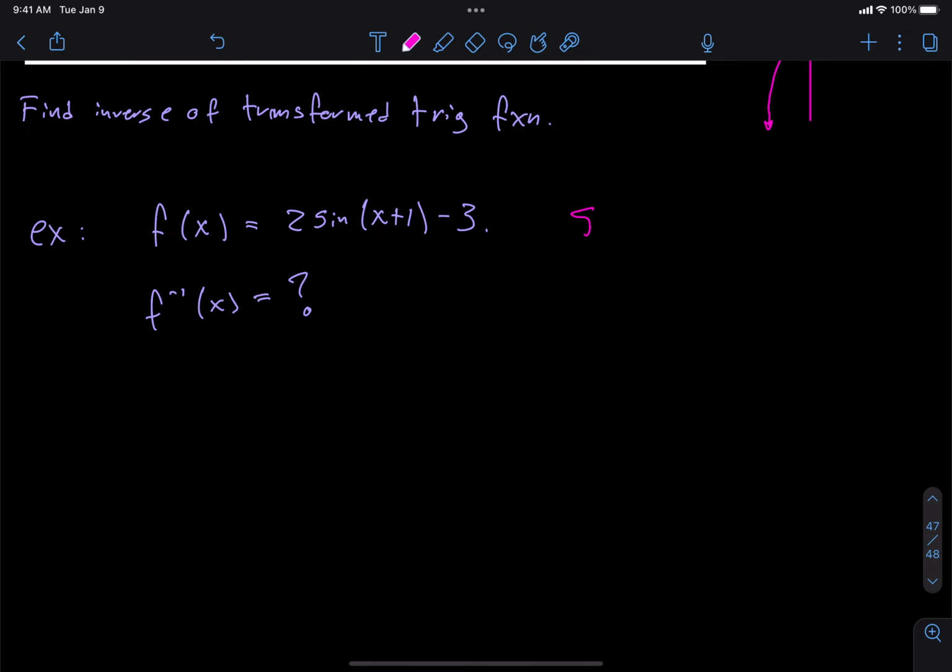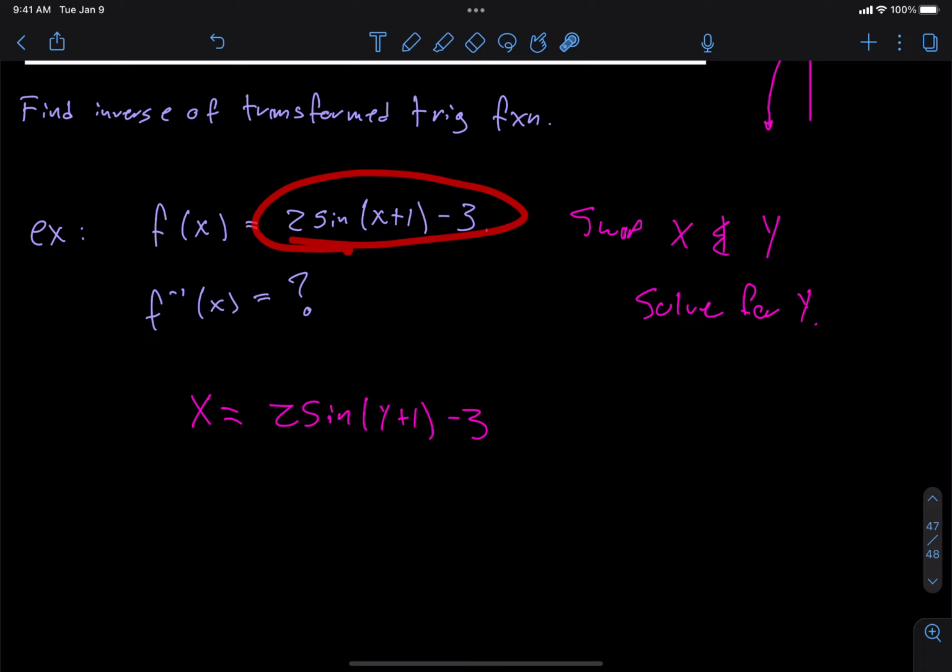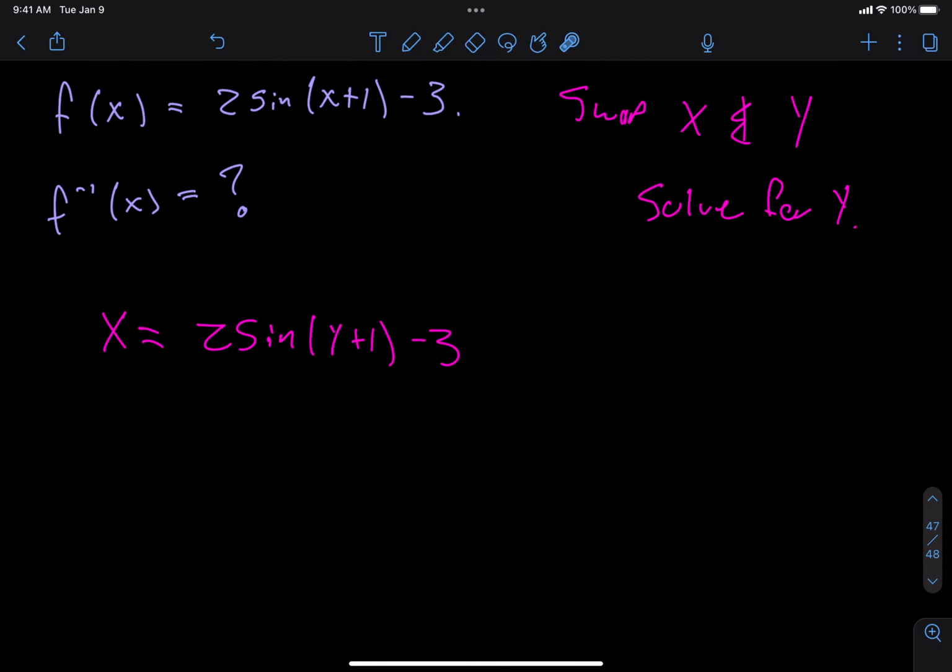I'm going to do the same process here, okay? So what am I going to do? I'm going to swap x and y and solve for y. Here's how this is done. x is going to be equal to 2 sine of y plus 1 minus 3, which, by the way, this graph is just the graph of sine with a horizontal shift to the left 1 unit, a vertical stretch of a factor of 2, and a vertical shift down 3 units, right? So that's all this is. So if we want to find the inverse, we're just going to solve this equation for y.